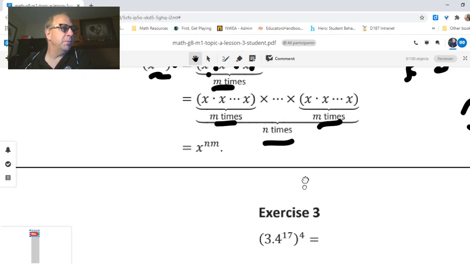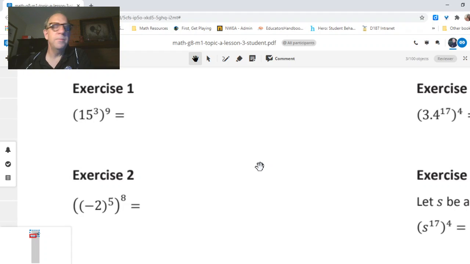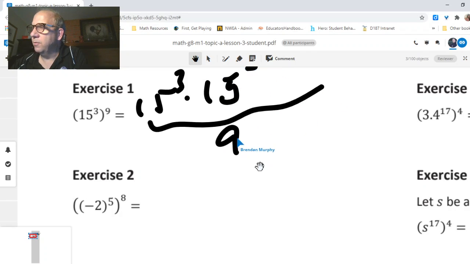Let's see what that means when we go like this. So 15 to the power of 3. Think about that for a second. So 15 to the power of 3 raised to the 9th power. So I've got 15 to the power of 3, and then I've got 9 of those, and I do that 9 times.